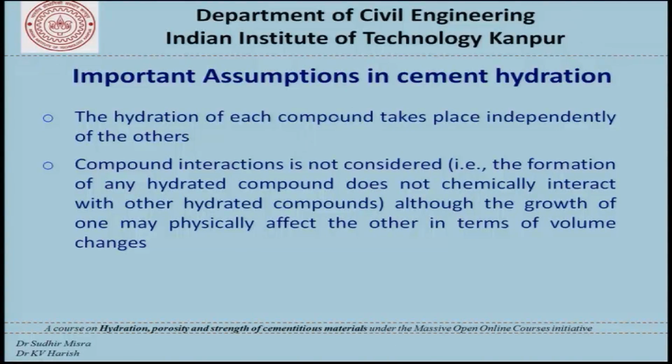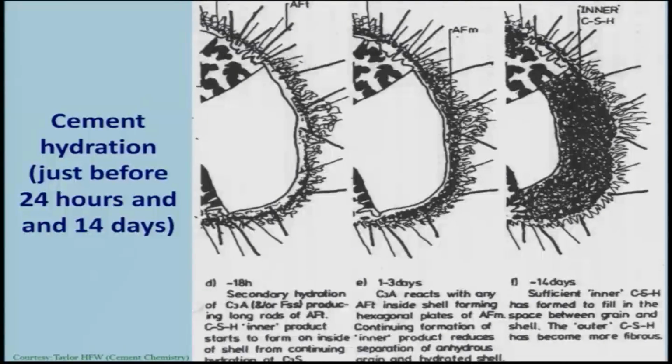So, some of the important assumptions in cement hydration are as follows. The hydration of each compound takes place independently of the others. Compound interaction is not considered, that is, the formation of any hydration compound does not chemically react with other hydrated compounds, although the growth of one may physically affect the other in terms of volume changes. So, what does it mean is that when you have different compounds that are getting formed here, one compound will not chemically affect the other, but it can physically affect in terms of their presence.